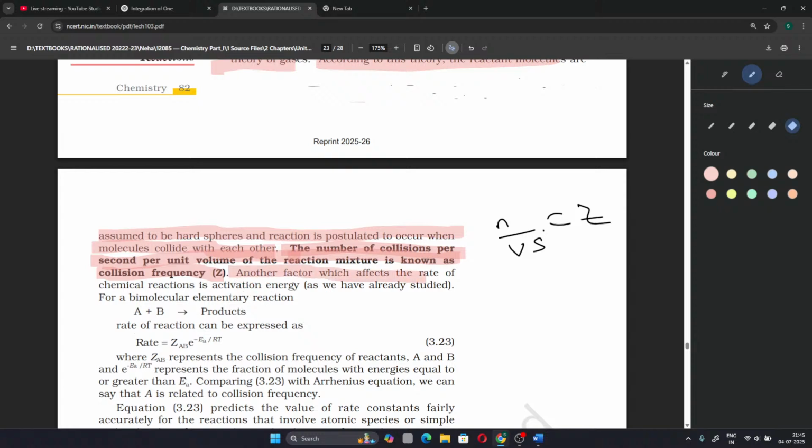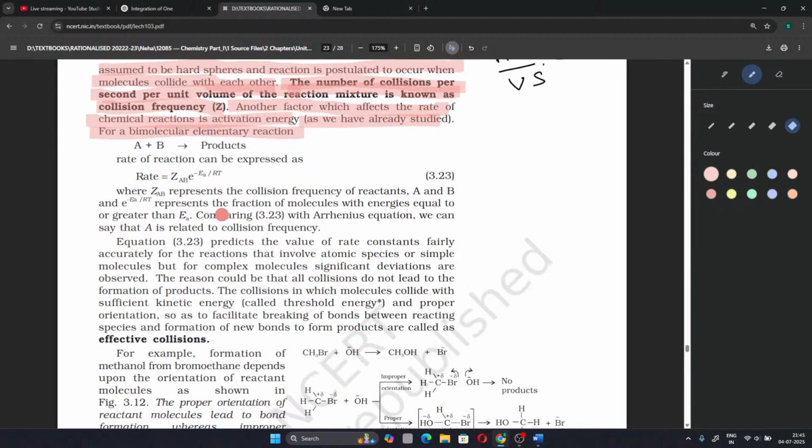Another factor which affects the rate of chemical reactions is activation energy. As we have already studied, for a bimolecular elementary reaction, A plus B gives products. Rate of reaction can be expressed as rate equals Z_AB e power minus Ea by RT. Basically they are saying this is the rate of the reaction, where the Arrhenius equation is giving the value of K.